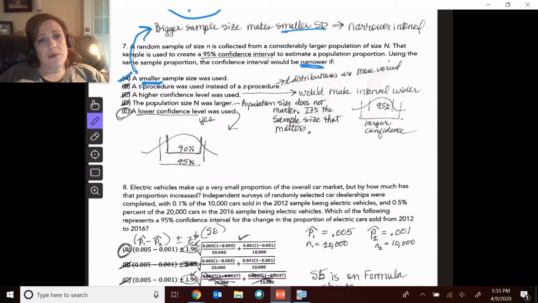Now, T procedures are more varied, so B is out. C has the higher confidence level, like going from 95 to 98. That makes it wider. The opposite of that is E, the lower confidence level, like going from 95 to 90. That does make it narrower. D is wrong because the population size doesn't matter. Whenever we talk about the sampling distribution, it's all about what size sample was taken. So, E.